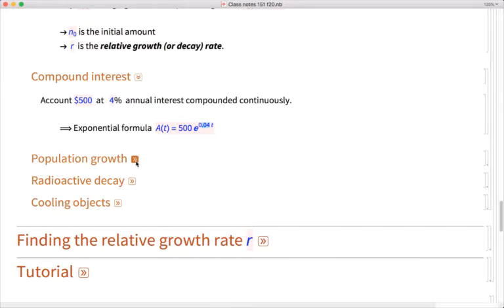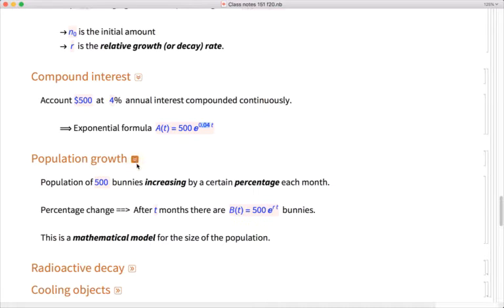Okay, so we're just going to look at a couple of other examples. We're told we have a population of 500 bunnies. That's their initial count, I guess. And we're told that this population is increasing by a certain percentage each month. That information alone tells us that the formula for the number of bunnies is going to have this form. It's the initial amount, e raised to some constant called the relative growth rate, times t, where t is the number of months in this case.